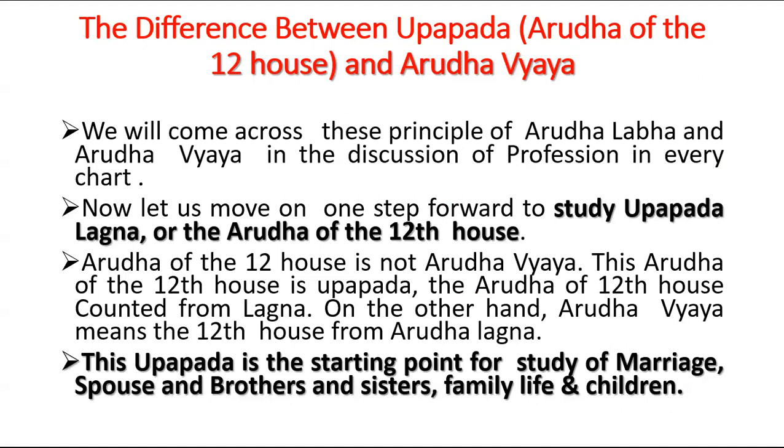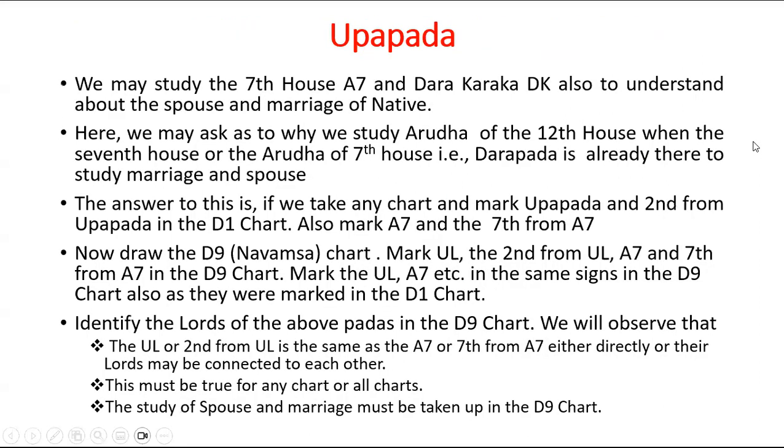We use this Upapada as a starting point for study of marriage, spouse, brothers and sisters, family life, and children as such. We can also study the 7th house, A7, and Darakaraka DK to understand about spouse and marriage of a native.